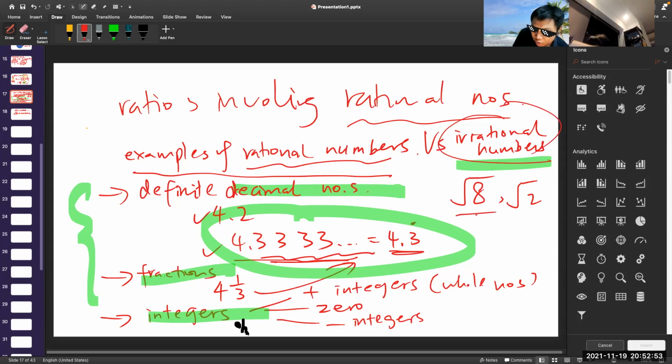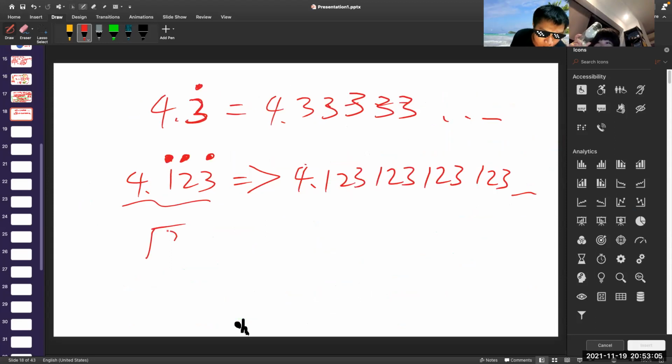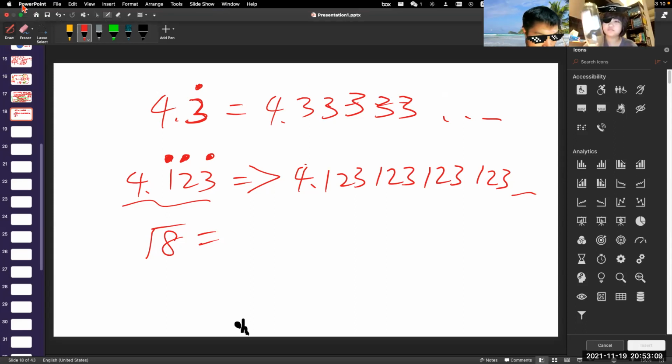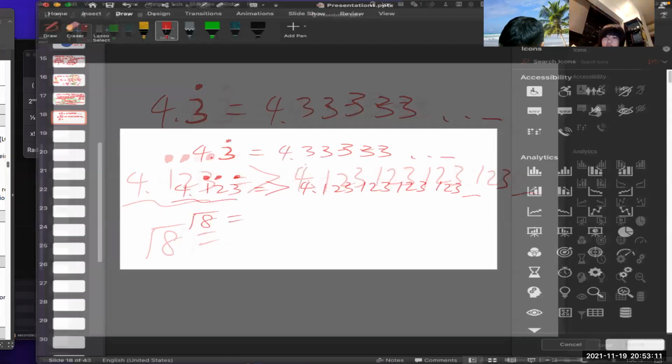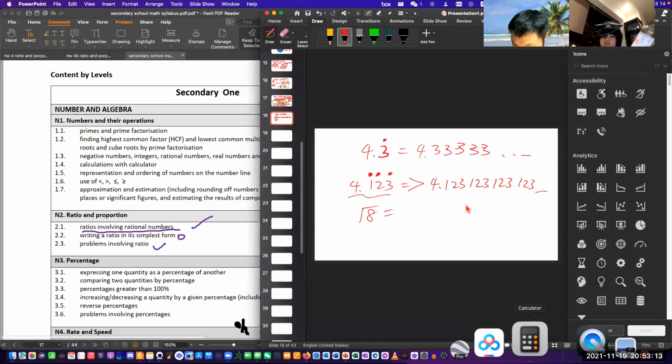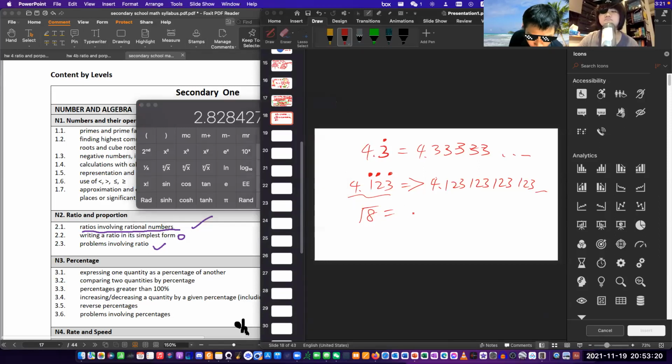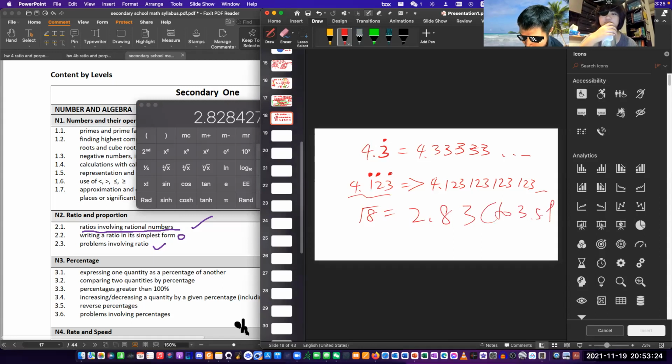Okay, so since we have learned about irrational numbers last lesson, in fact, you just stop at square root 8 and you stop at square root 2. Are you clear? So in primary 6, if you get square root 8, you tend to use the calculator, key in 8 and then do a square root of it. And then probably you just write 2.83, to 3 significant figures.